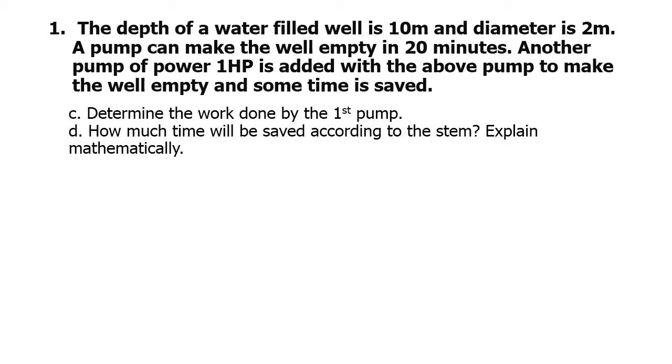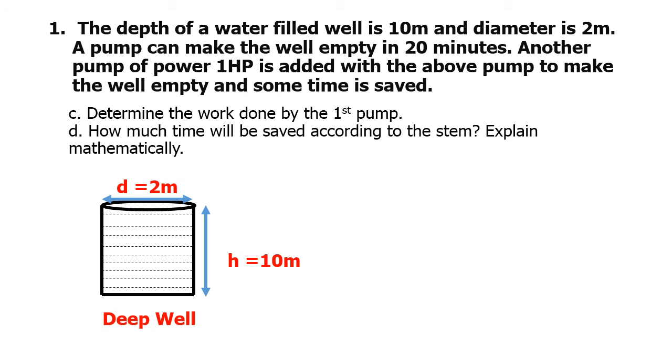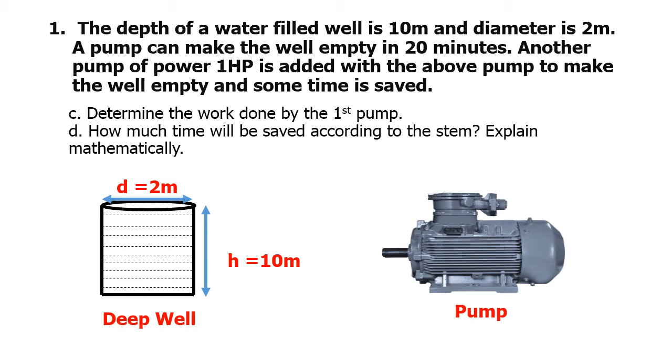So let us see the solution. After that, let us discuss the STEM. You can see here the deep well is given, and the depth of the deep well is 10 meter and the diameter is 2 meter, and you have to empty the well completely by an engine like this, which takes 20 minutes to empty the well completely.